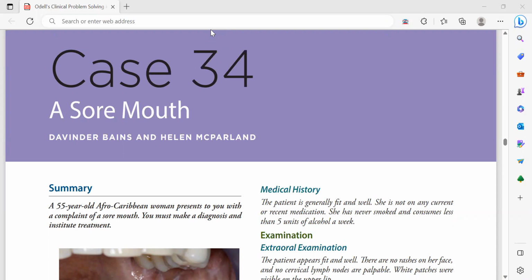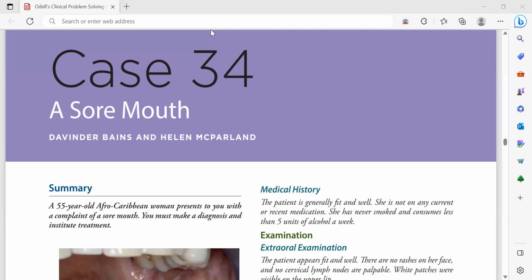Today I want to do Odell case number 34. The case name is "A Sore Mouth." I want to do this case because we have recently done the lichen planus topic, and I just want to show you that you will learn in detail in this case about lichen planus, and the details of lichenoid reaction if that happens.